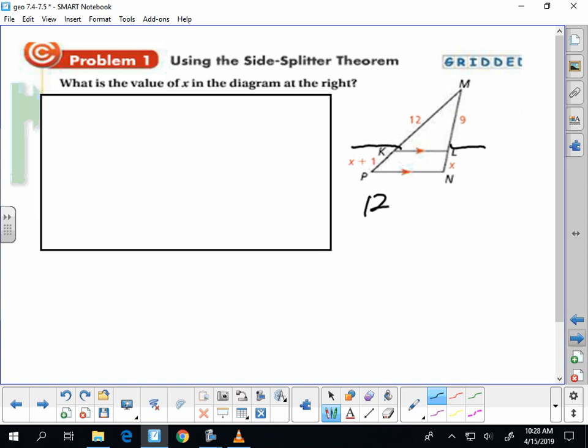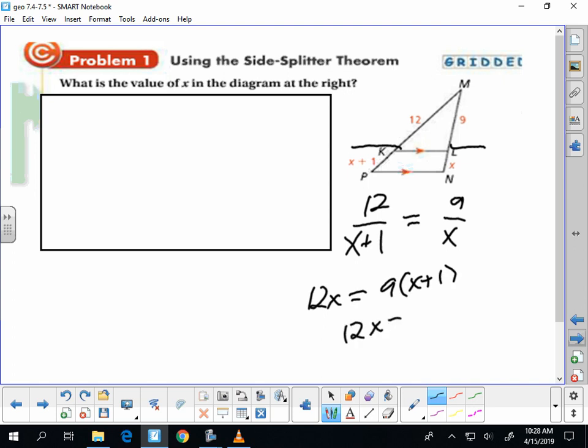So I'm going to write 12 over x plus 1 equals what? That's all I have to do. Cross multiply here, I'd have 12 times x equals 9 times x plus 1, right? So I have 12x equals, subtract 9x, I have 3x equals 9, so x is 3. That's all I have to do for a side splitter theorem. Literally, you just split the sides up into 2 fractions and set them equal to each other.